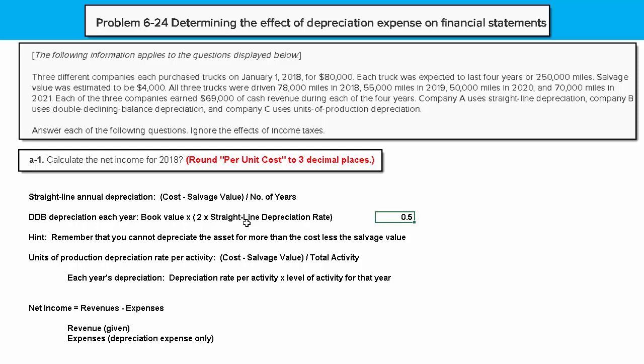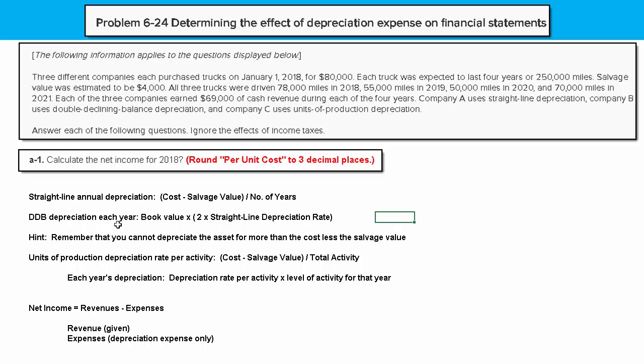Now, if we had a piece of equipment that we expected to last 8 years, the straight line rate would be 1 divided by 8, or 12.5%, 0.125. So double declining balance, if we expected 8 years, would be 0.25, or 25%. Okay, so that's how we calculate the depreciation rate each year.